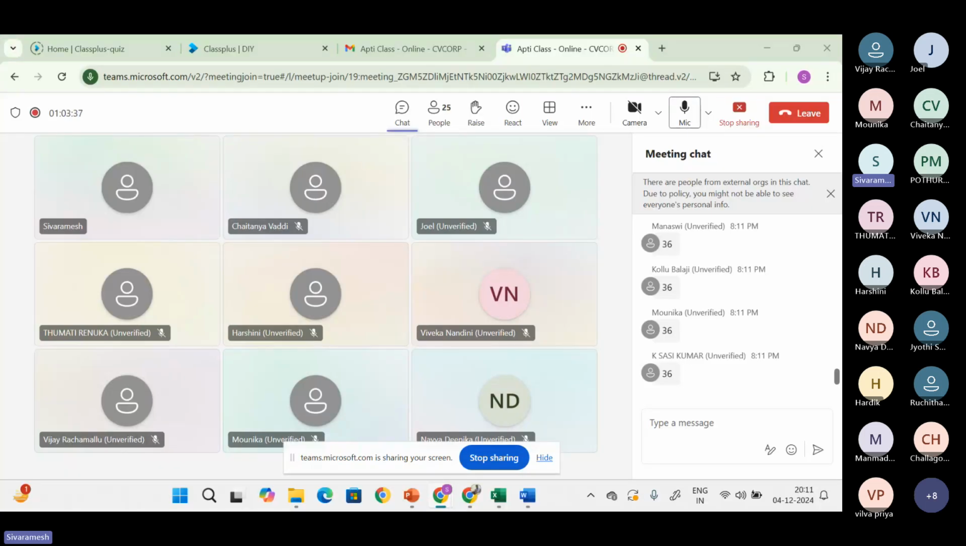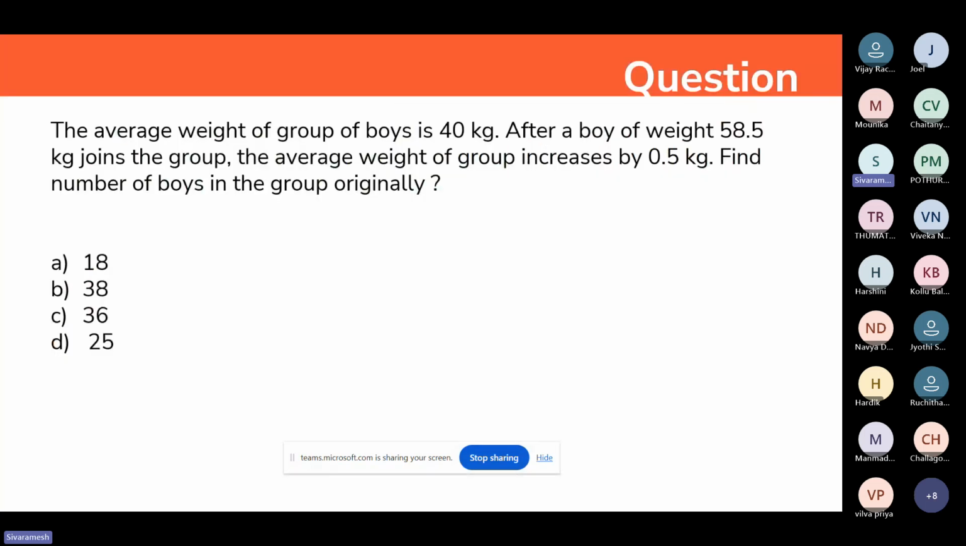See, very simple. The average weight of a group of boys, very important thing, they mentioned a group of boys. We don't know the count, so you can just assume it as X or N, any variable you can take. Let's say I'm assuming this group of boys is N. For N boys, average is 40. After a boy of weight 58.5 kgs joins the group, average is increased by 0.5 kgs. Find the number of boys in the group originally. Means you need to find the value of N.